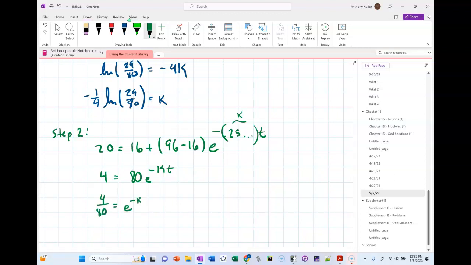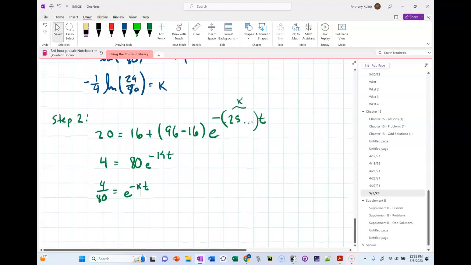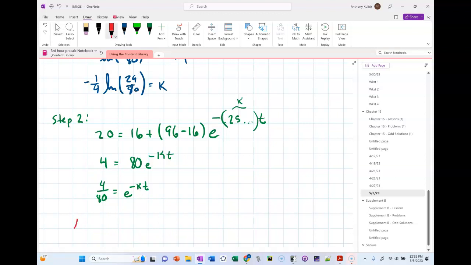I acknowledge that I could reduce that if I wanted to. I just don't really feel like it because it's all going in my calculator anyway. So let the calculator deal with that. Just like before, we'll do the natural log of both sides to get rid of the exponent base e.